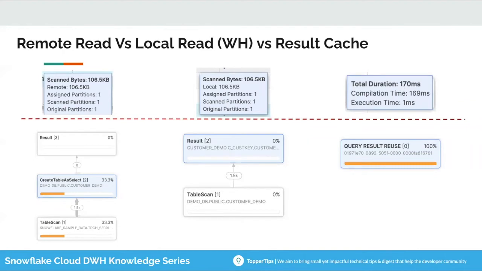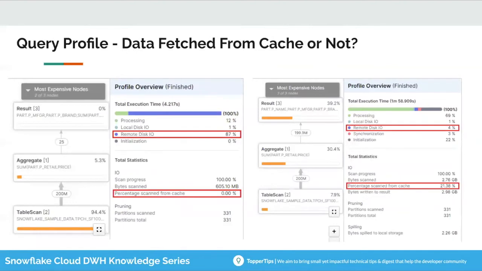If you look into this diagram, whenever you are reading from remote, it always has the word remote, and you can also see the table scan at the end of it. If it is coming from the warehouse, if it is running, you can see that it is local. And if the entire data is being fetched from the result set or result cache, then the screen would look like this. All those details can be fetched from the query history tab. Now, how much data is being fetched from the cache if it is going till the local warehouse? If you further analyze the query profile, you can find all those numbers.